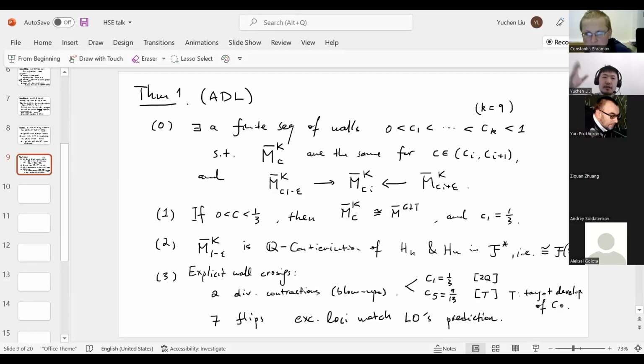But I guess in general, it's a conjecture. How are we going to construct this C equals 1, or C equals the log Calabi-Yau coefficient moduli space? So we have a big group working on it right now, and hopefully we can give some affirmative answer in some cases.